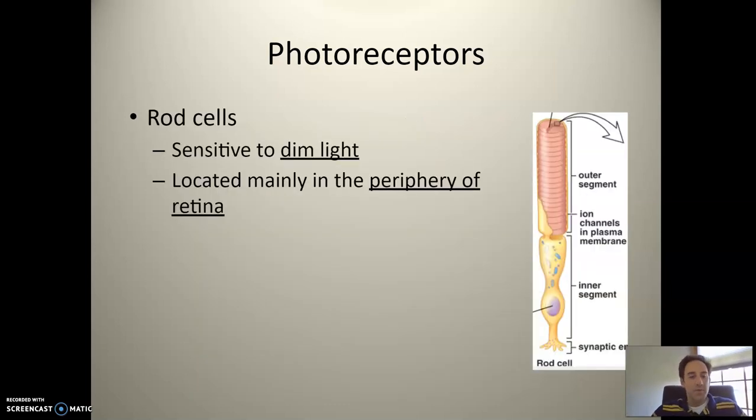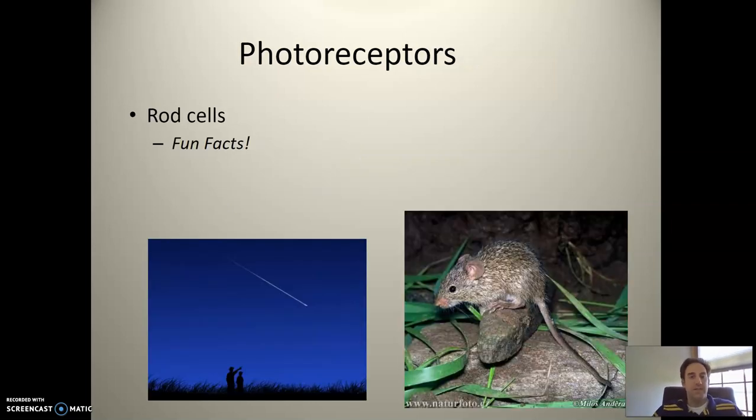So rod cells are next. Rod cells are the other type of photoreceptor. These are sensitive to dim light. They can't pick up color, but they're more sensitive to really dim light. These are located mainly in the periphery of the retina, so out in the edges. So the fovea at the center is where most of the cones are packed in, and the rods are kind of on the edges. This has another couple fun facts associated with it.